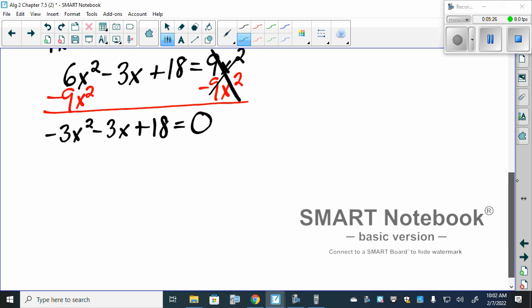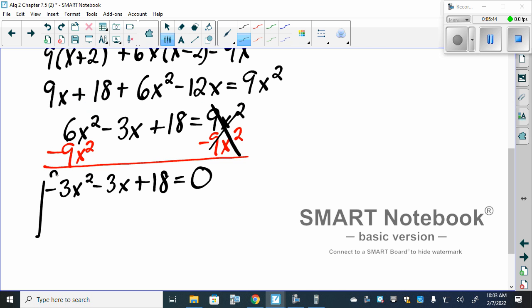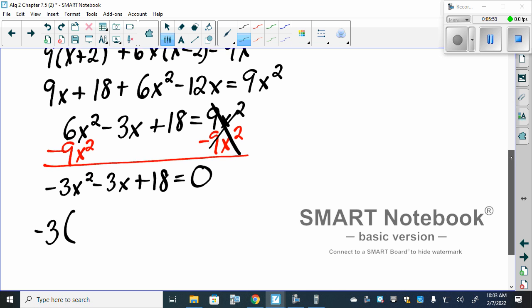Now I have a feeling at this point you want to solve this by factoring, because that seems a little bit easier. When we factor this, we need to see, is there a greatest common factor between our negative 3x squared, our negative 3x, and 18? Negative 3. I'm going to take out the negative 3, mainly because I want the x squared to be positive. Because if we can keep the variable with the biggest exponent positive, especially in these quadratics, it makes factoring a little bit easier.